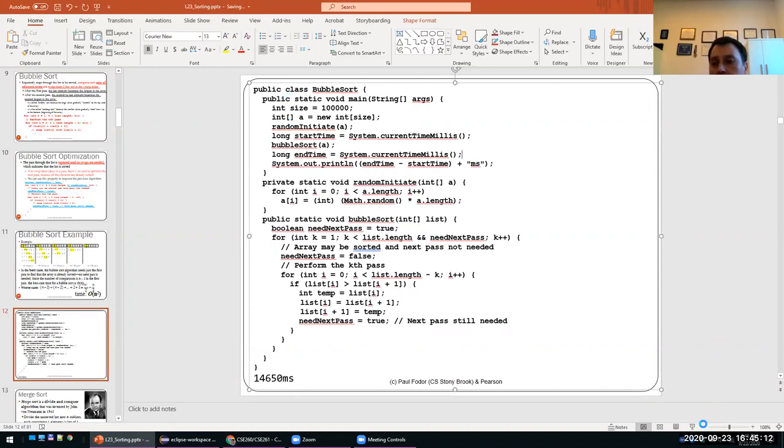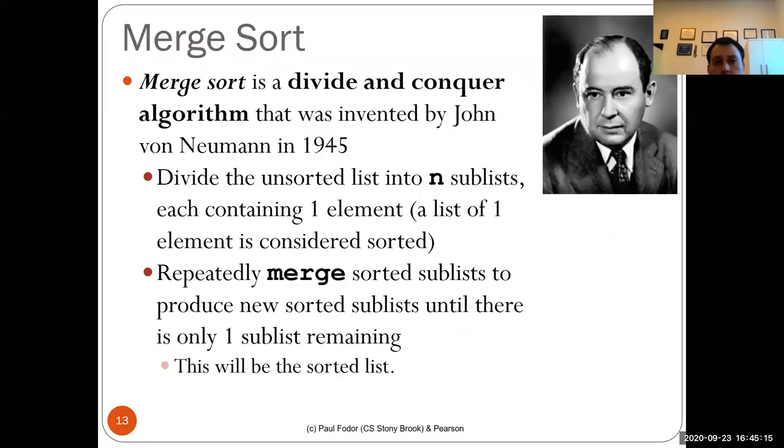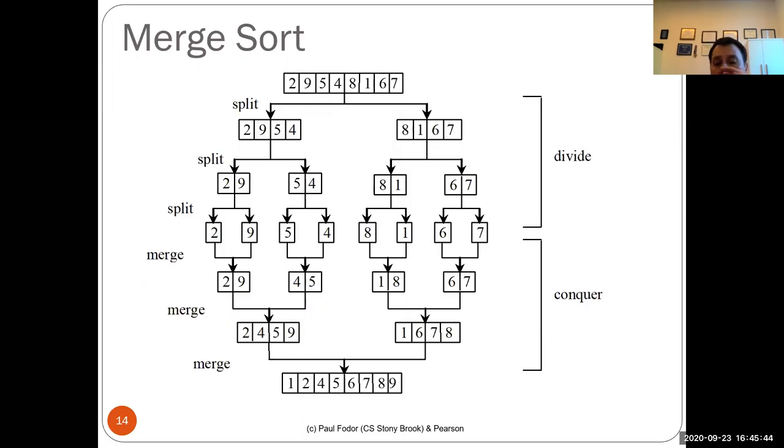So the next algorithm that we are going to talk about is merge sort. Merge sort was invented by John von Neumann in 1945. It basically divides the unsorted list into n sublists, each containing one element. A list of one element is considered to be in sorted order. And then it merges the sublists one by one until there is only one sublist remaining, which is in sorted order. So this is how divide and conquer is applied for merge sort.